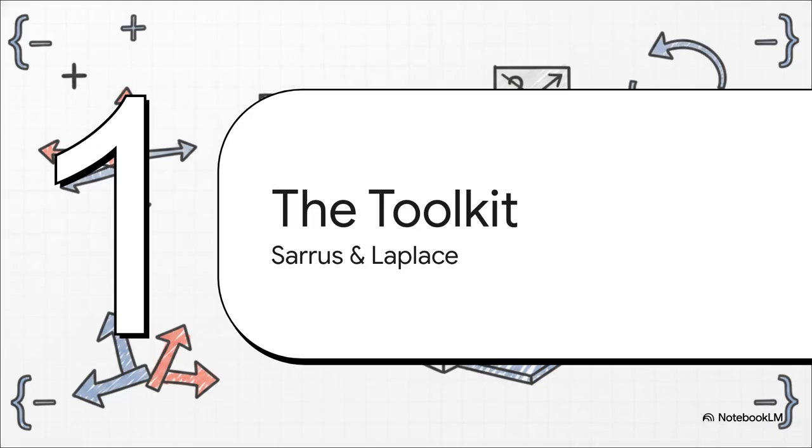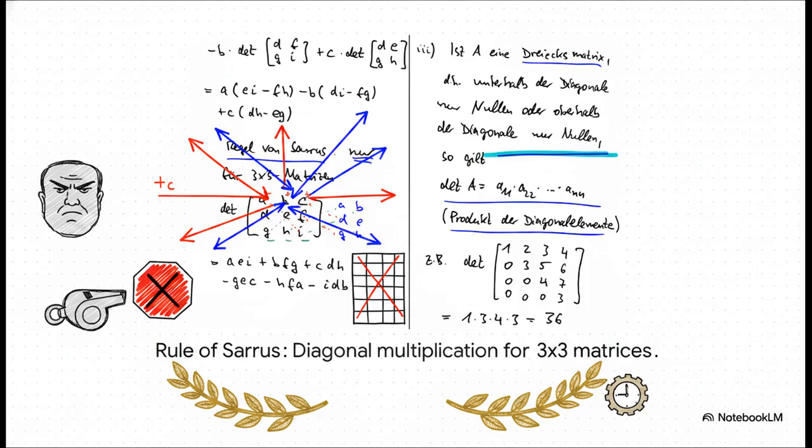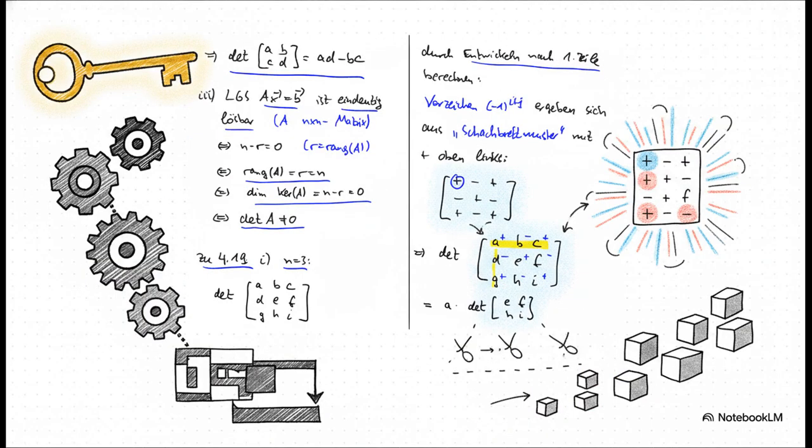Okay, moving on to part 2, the toolkit, Sarrus and Laplace. First up, take a look at the visual simplicity of the rule of Sarrus. By just copying the first two columns over to the right side, you simply multiply down the main diagonals and add them up, and then you multiply up the reverse diagonals and subtract them. It's fast, it's rhythmic, and it's highly visual. But, and listen to me closely here because this is a crucial exam survival tip, this rule strictly only ever works for 3x3 matrices. Seriously, if you try this on a 4x4, you are going to instantly lose points. Don't do it!